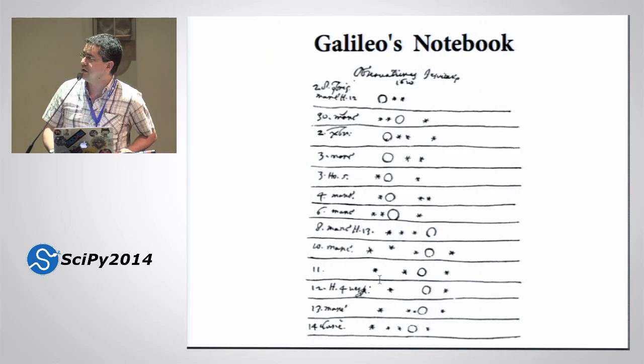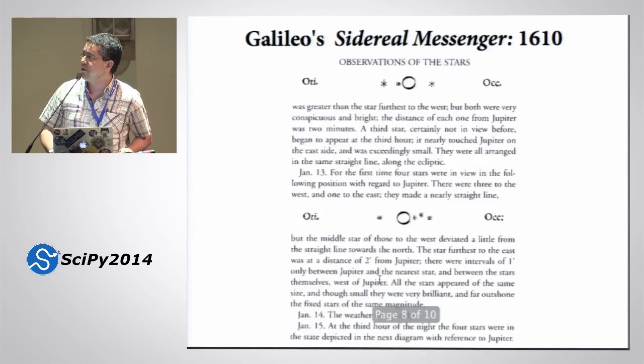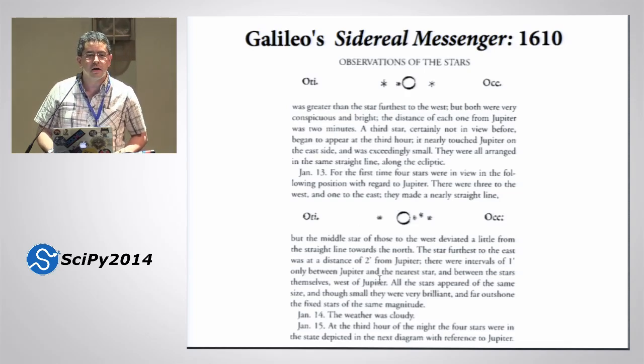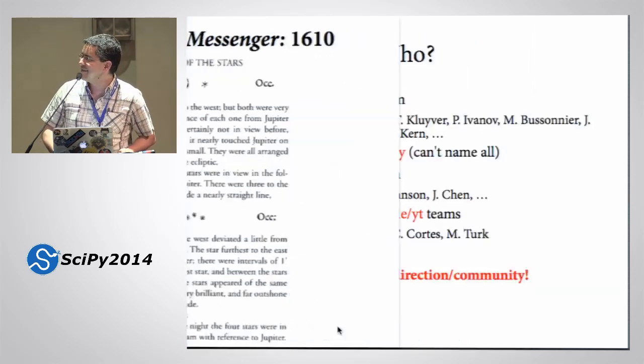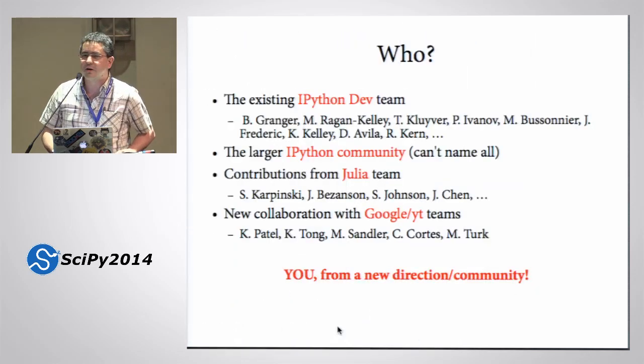These are Galileo's original notes of his observations of the moons of Jupiter, which when he published the Sidereal Messenger in 1610, he actually published his observations with code and data. It was a log of the dates and the state of the night, so there was data, there was metadata, and there was the narrative. So the first notebook was about the moons of Jupiter in 1610, and we're trying to continue that tradition.